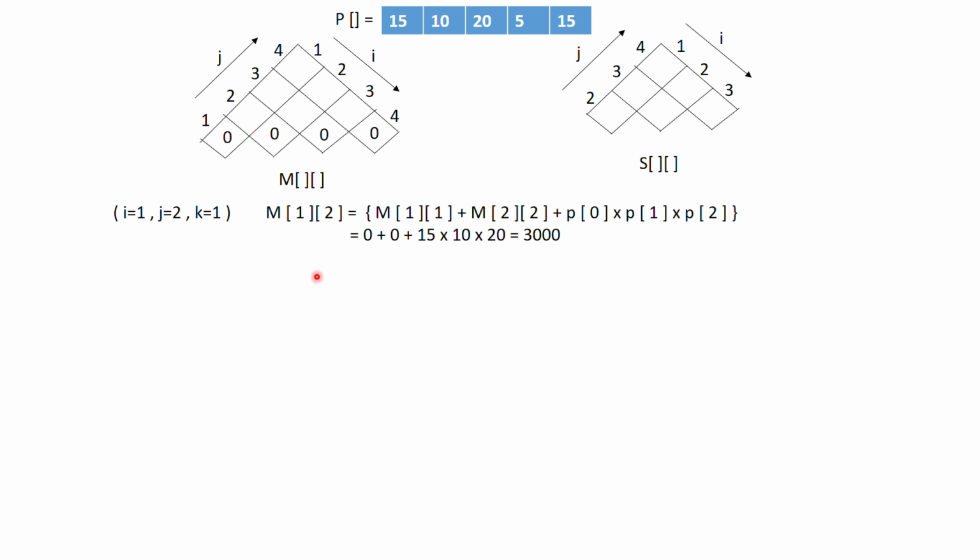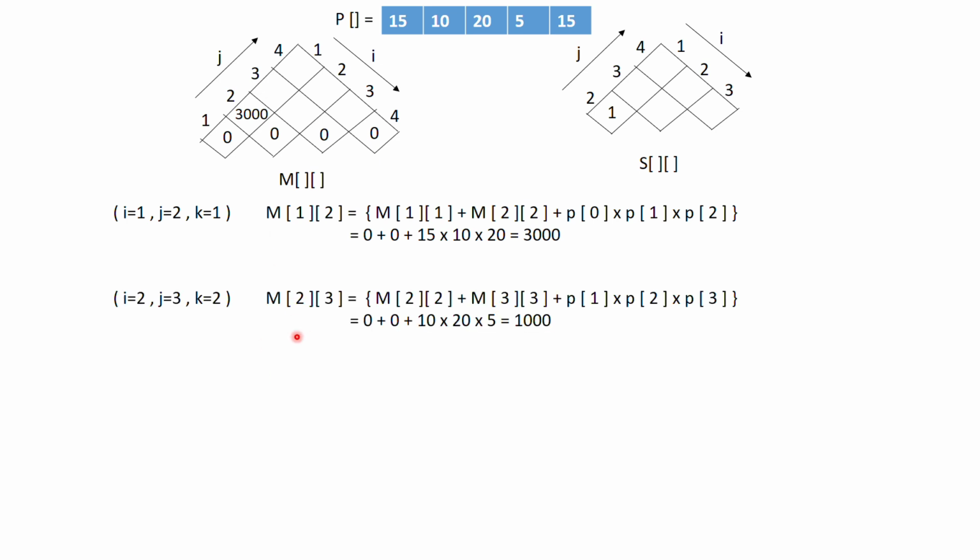In this case K can be 1 only. After calculation, store the value in the M table and S table. Now do the same for the others. For M of 2, 3, the K will be 2. Now why is it 2? Because the K value can be greater than or equal to I, but it must be less than J. Again put the value in the M table and put the K value in the S table.